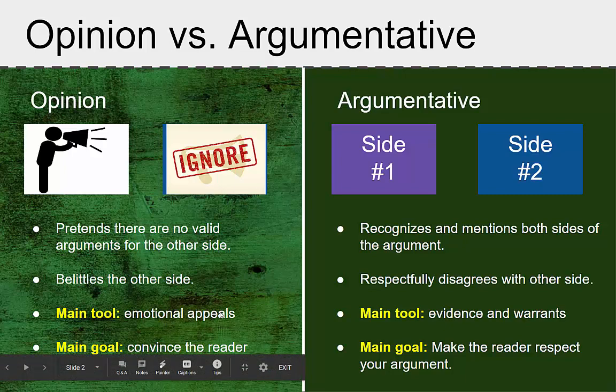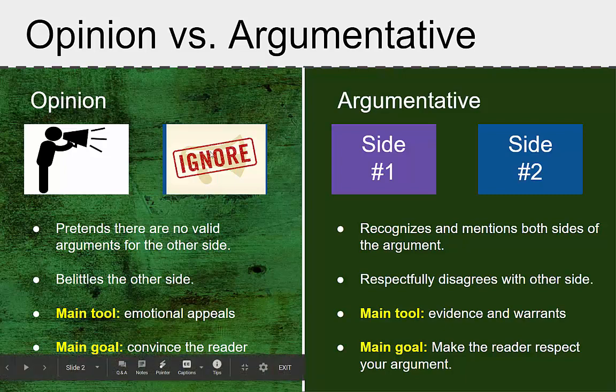And when I say that, it's maybe arguing without facts, just about how it makes you feel. The main goal of your writing when you do opinion writing is just to convince the reader. You want them to join your side. Or else, right? If you don't join your side, you're stupid.